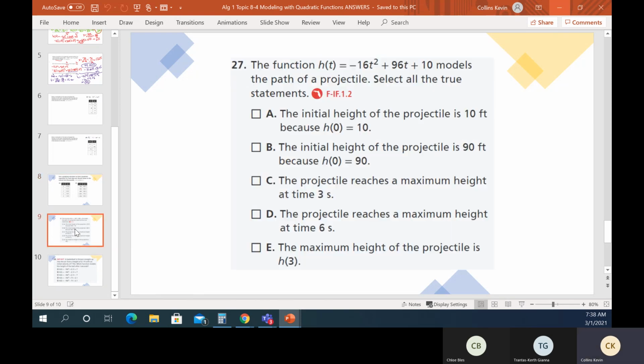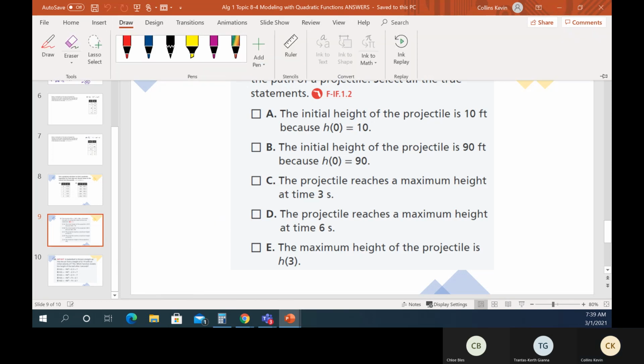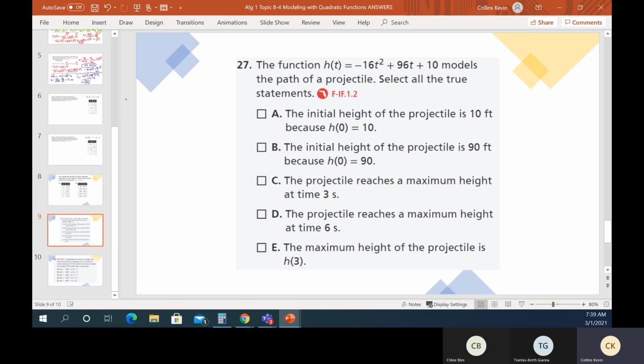Let's go ahead, this is like an EOC kind of question. So it says the function, remember that the minus 16t squared, this is pretty much the force of gravity in any of these problems. So that's what this is. This is the force of gravity right there.